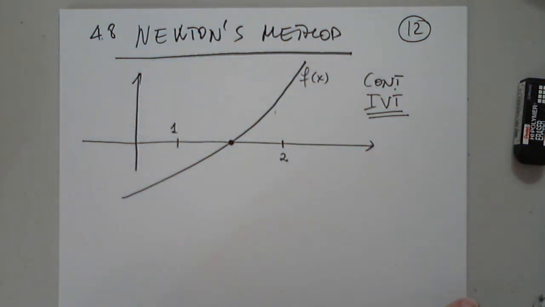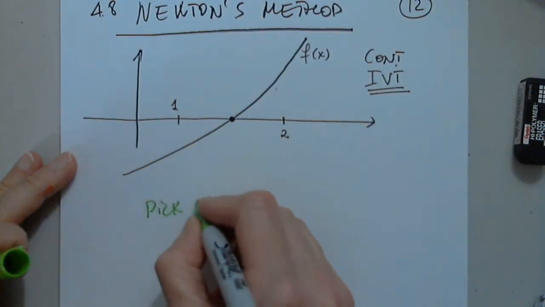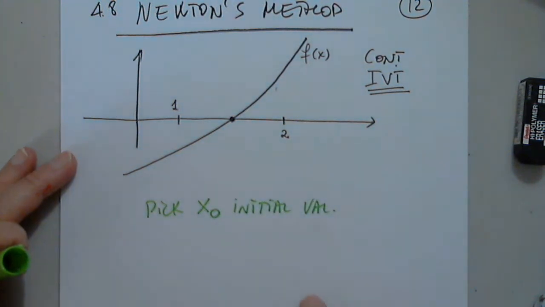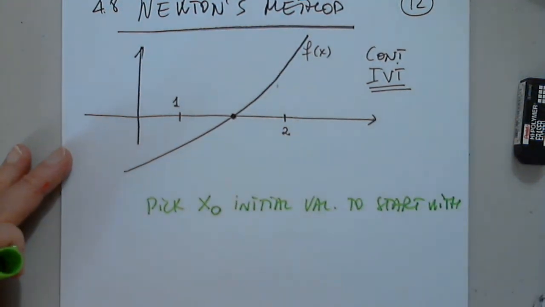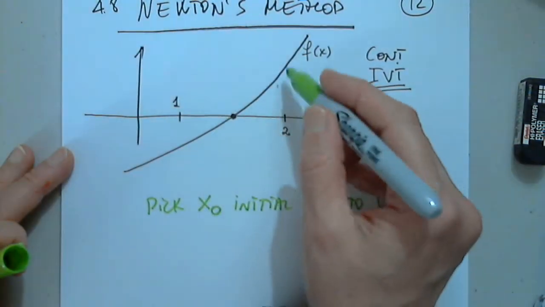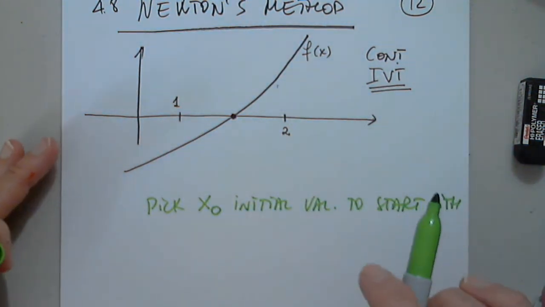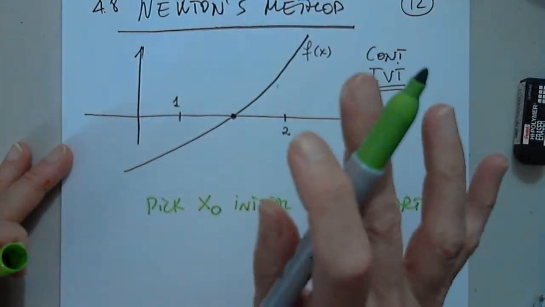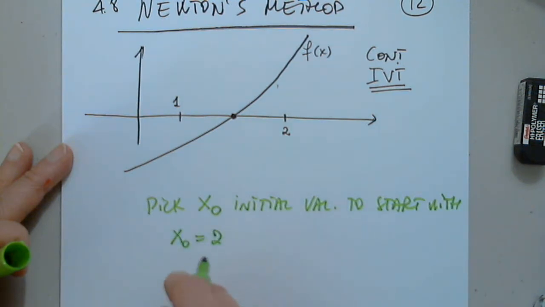So here's what Newton came up with. He said this: pick the initial value to start with. And I can pick either 1 or 2. There are some restrictions. I'll explain what can happen if you don't pick correctly and what the downfalls are. There are 2 situations in which we have to be very careful. So let's say I pick x0 to be 2, the initial value.